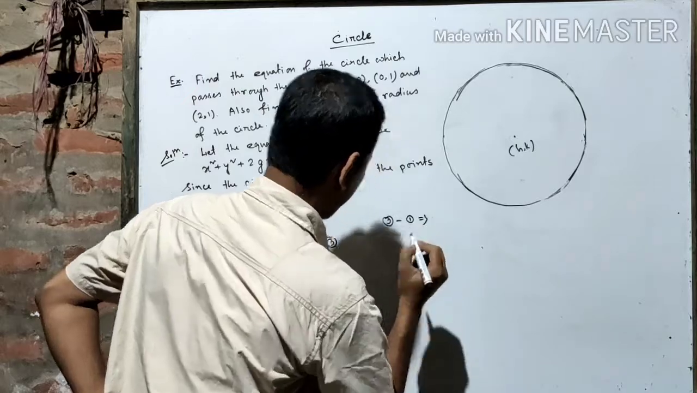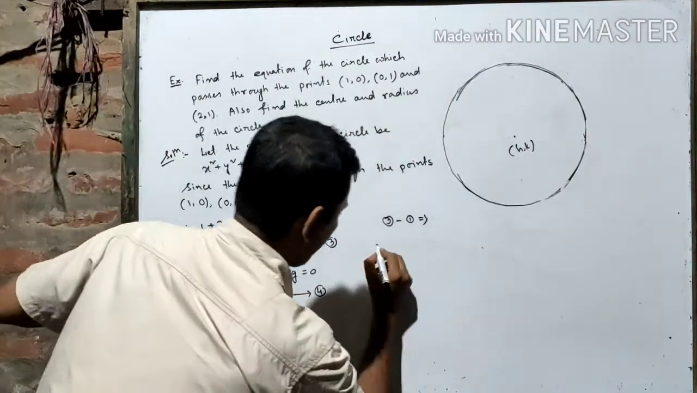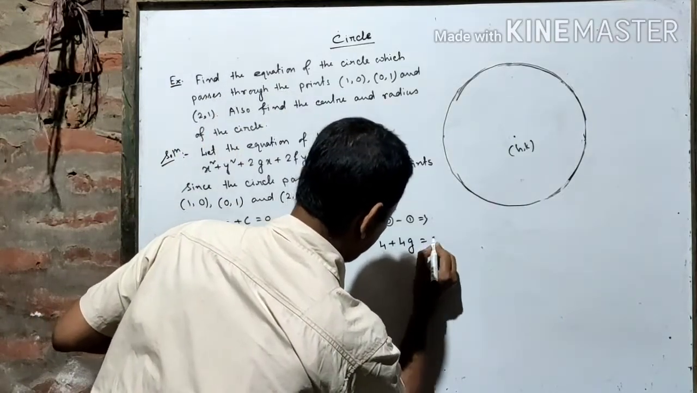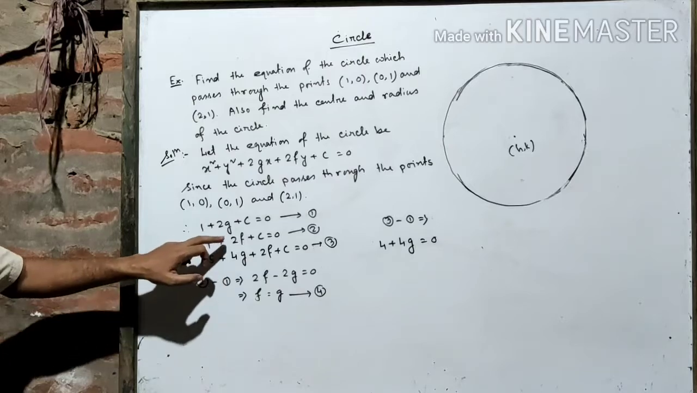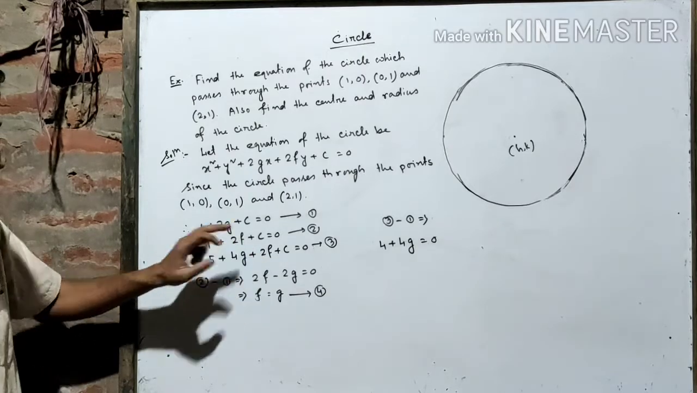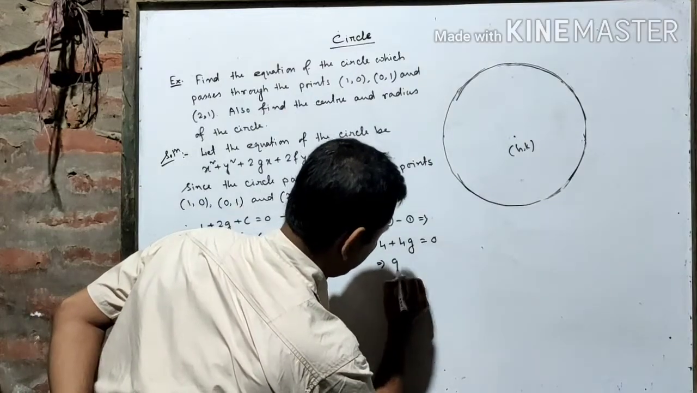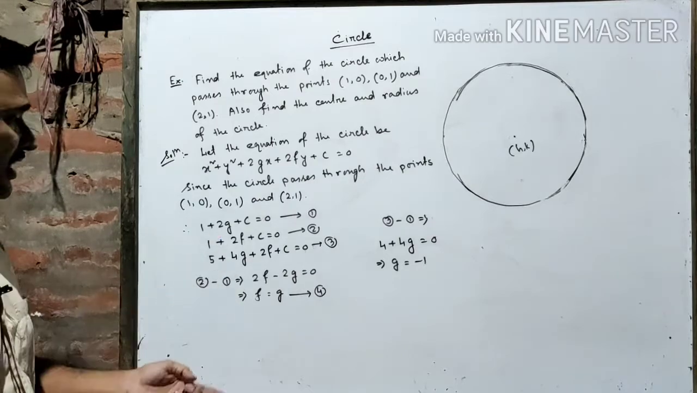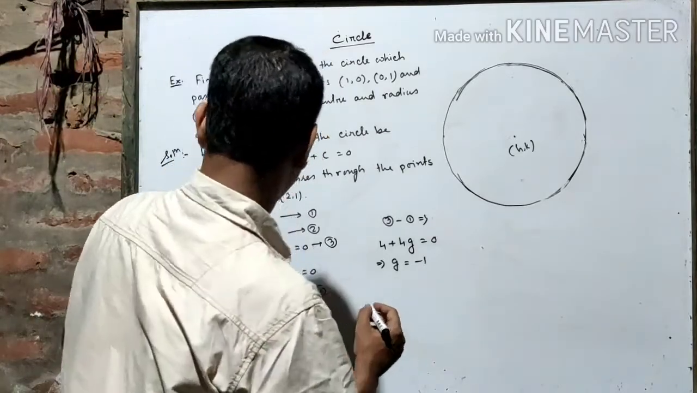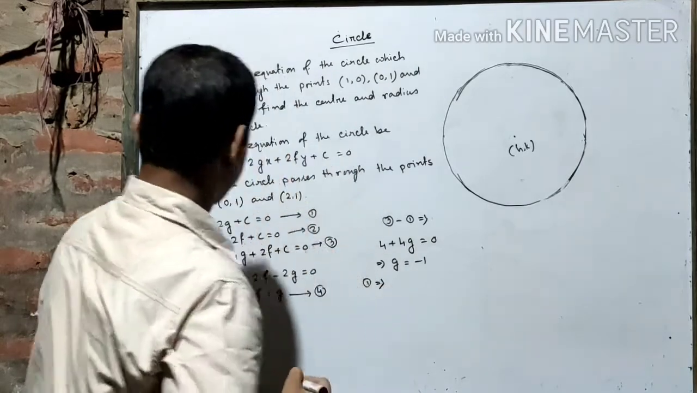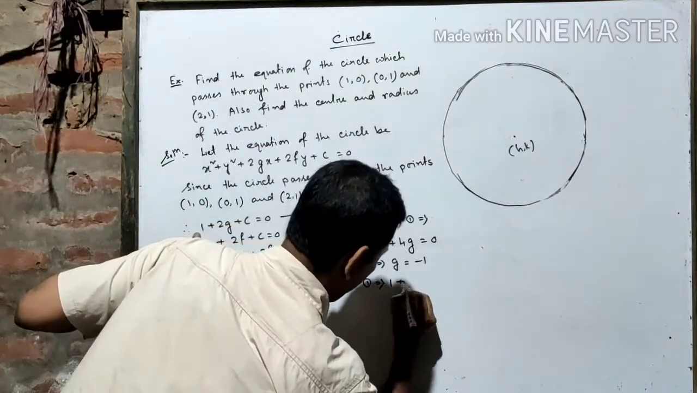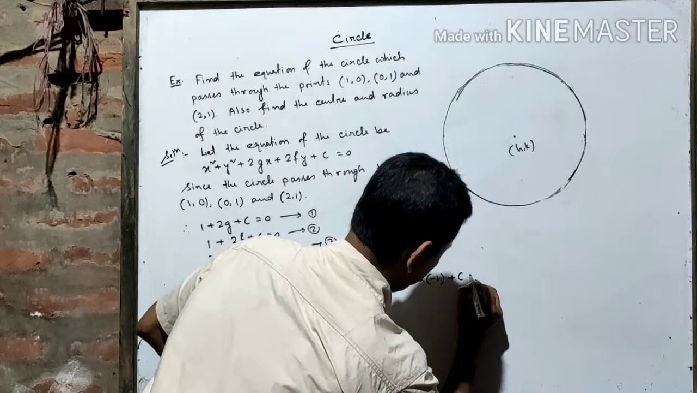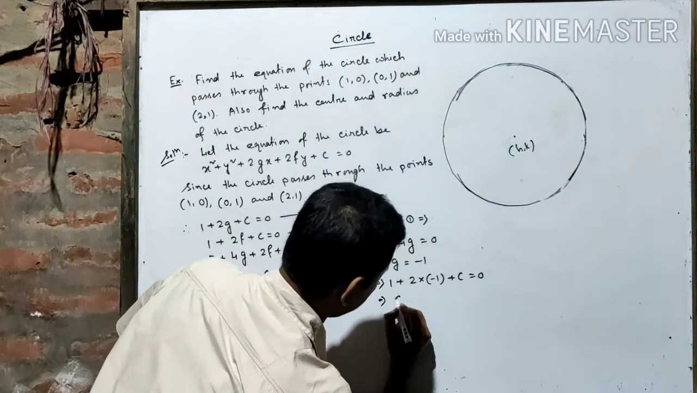will imply 4 plus 4g is equal to 0. Twice f will be cancelled, c will be cancelled. This implies g is equal to minus 1. Now putting this value of g in any one of these equations, say equation number 1, implies 1 plus 2 into minus 1, value of g, plus c is equal to 0. This implies c is equal to 1.